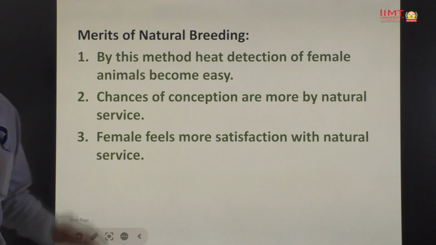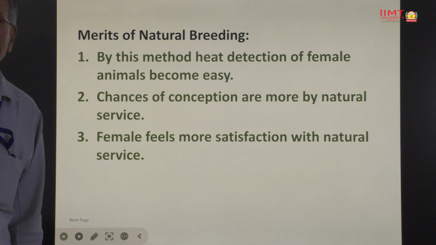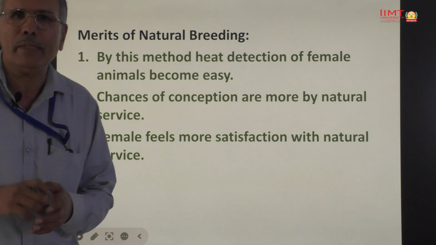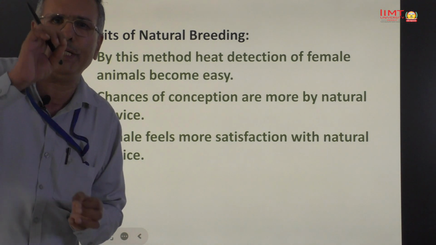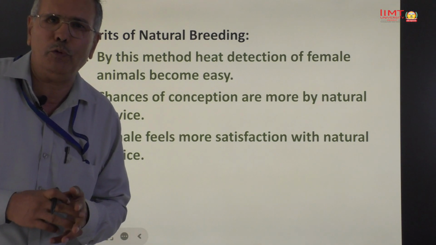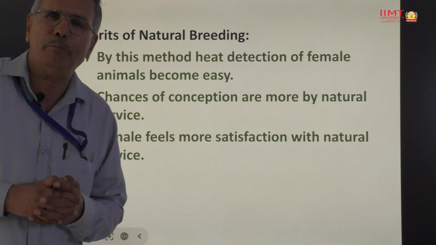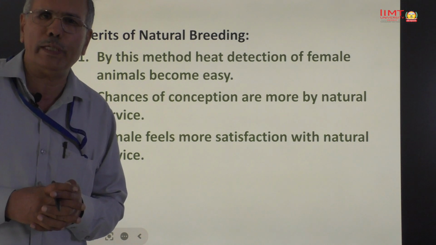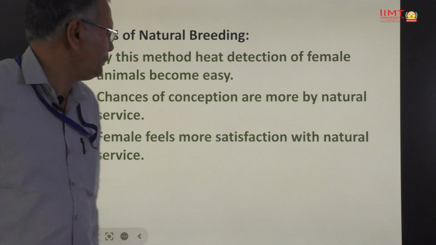What are the merits of natural breeding? Number one, by this method, heat detection of female becomes easy, because during heat, the female produces pheromone hormone from the outer part of their reproductive organ, that is known as vulva. Vulva secretes pheromone hormone, and male picks this pheromone hormone, and by smell of the pheromone hormone, bull can identify the animal which is in heat.